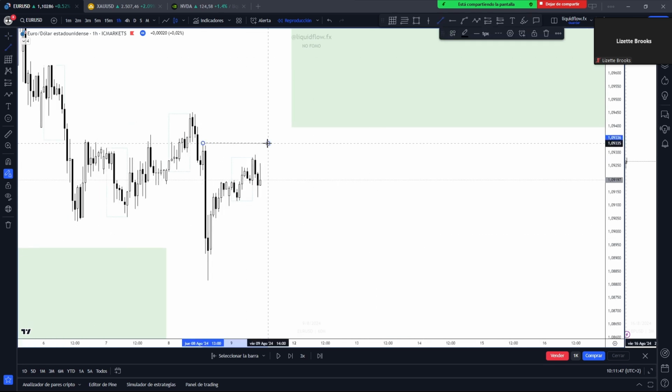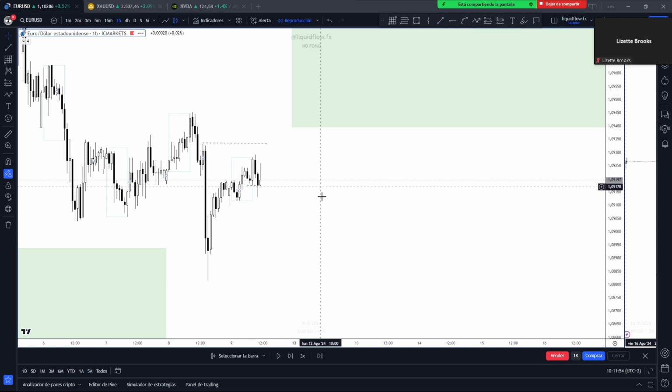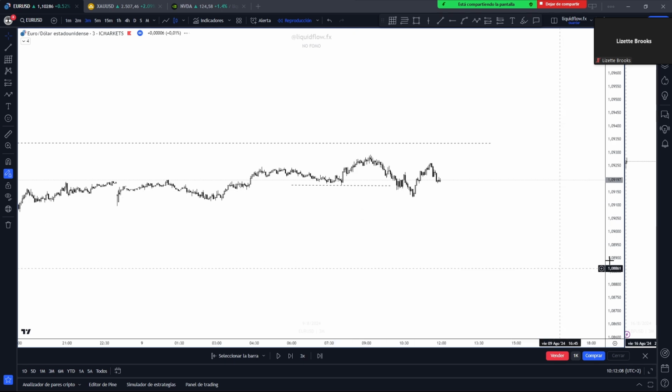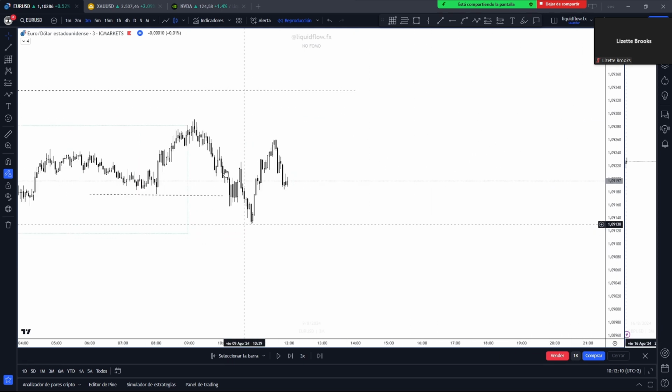This is buy side liquidity, and we sweep this sell side liquidity. So now you can say, okay, I can go inside and I can see if I have something to buy until here. So we can come to 3 minutes. We see this.